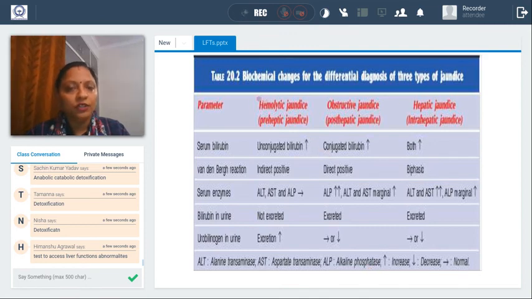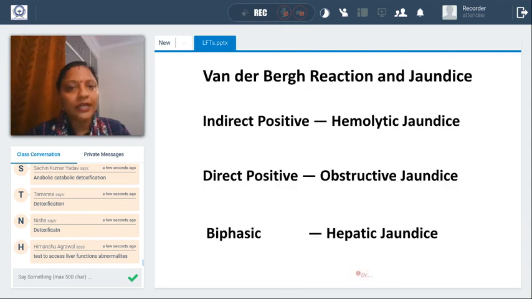This table is very important for differential diagnosis of three types of jaundice. This is hemolytic, prehepatic; obstructive, posthepatic; hepatic, intrahepatic. Indirect positive is for hemolytic jaundice. Direct positive is the diagnostic feature of obstructive jaundice, and biphasic is for hepatic jaundice. Here you can see in hepatic, ALT, AST increased, and in hemolytic, ALP, ALT, AST are normal. So indirect positive test indicates hemolytic jaundice, direct positive test indicates obstructive jaundice, and biphasic is for hepatic jaundice.